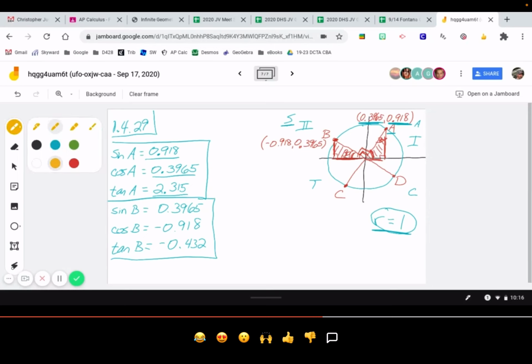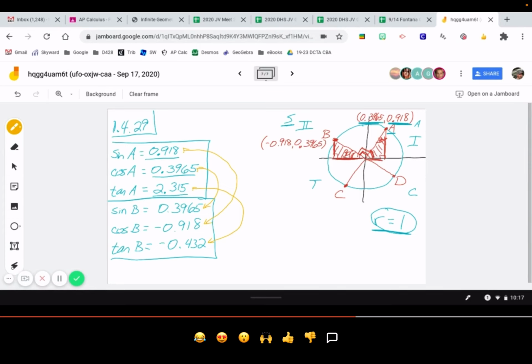Now, I would be remiss if I didn't point this out. Angle A and angle B, since they're 90 degrees apart, are going to end up being complements of one another. And that means, everybody, that the sine of angle A is the same as the cosine of angle B. The cosine of angle A is the sine of angle B, and their tangent values are reciprocals of one another. All right, that's an important one to take right there, at least numerically.